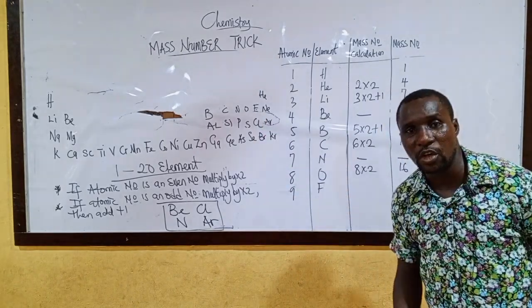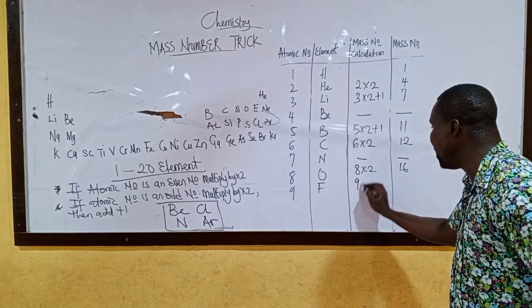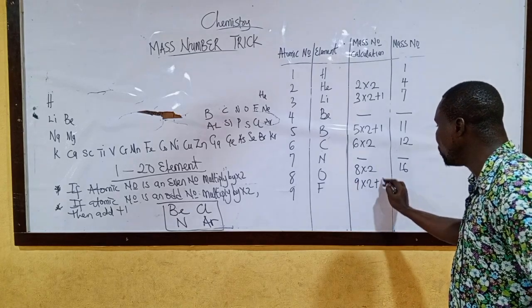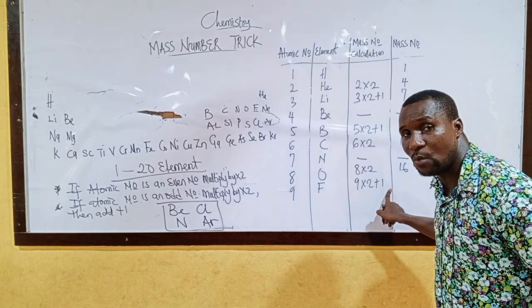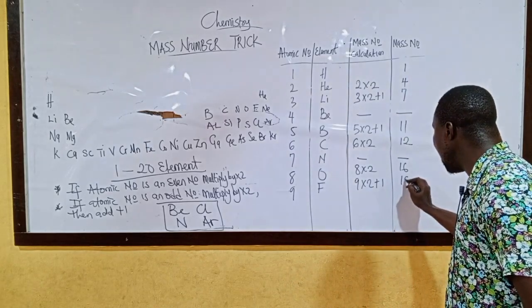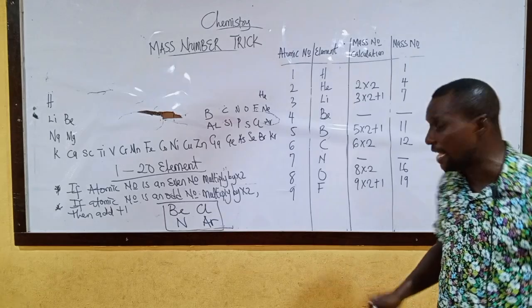9. 9 is what? Fluorine. 9 is what? Odd number. Multiply by what? 2. Then add 1. 9 times 2 is what? 18. Add 1 to it. That is what? 19. Mass number of fluorine is 19.